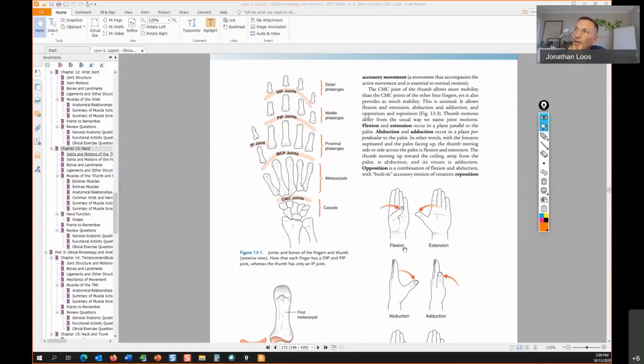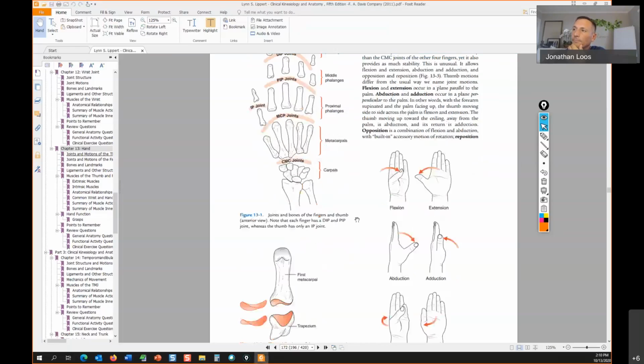But as I had shared, with the wrist you had your different divisions. You have the same type of divisions out through the hand. You have your distal, middle, and proximal phalanges. You have your metacarpals and your carpals.